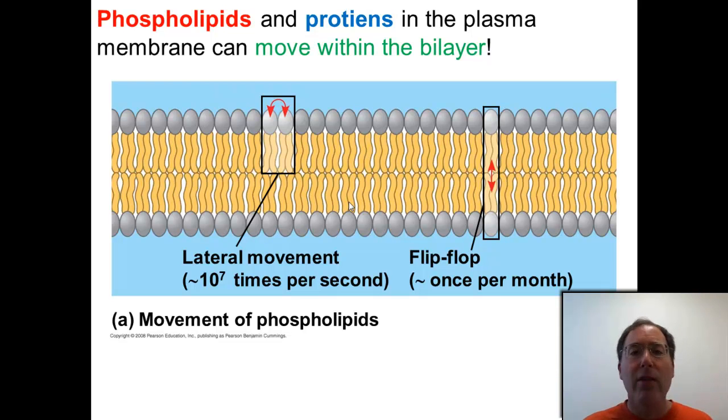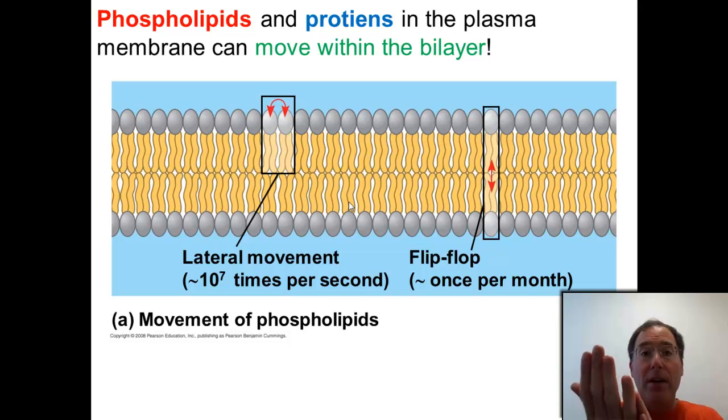I don't want you to ever think of a cell membrane as being this rigid thing like a table or a wall. It's not that at all. It's completely movable. Additionally, the phospholipids can flip, and you see that can happen once per month.